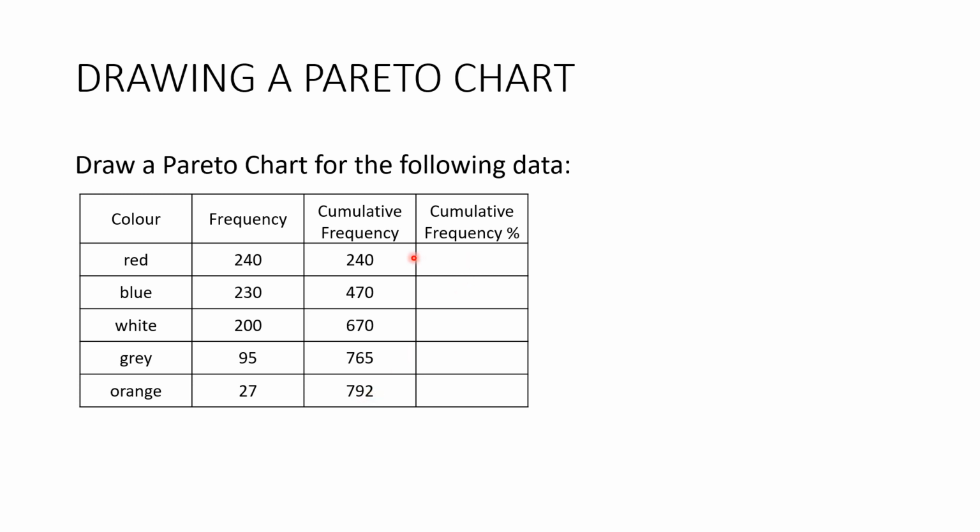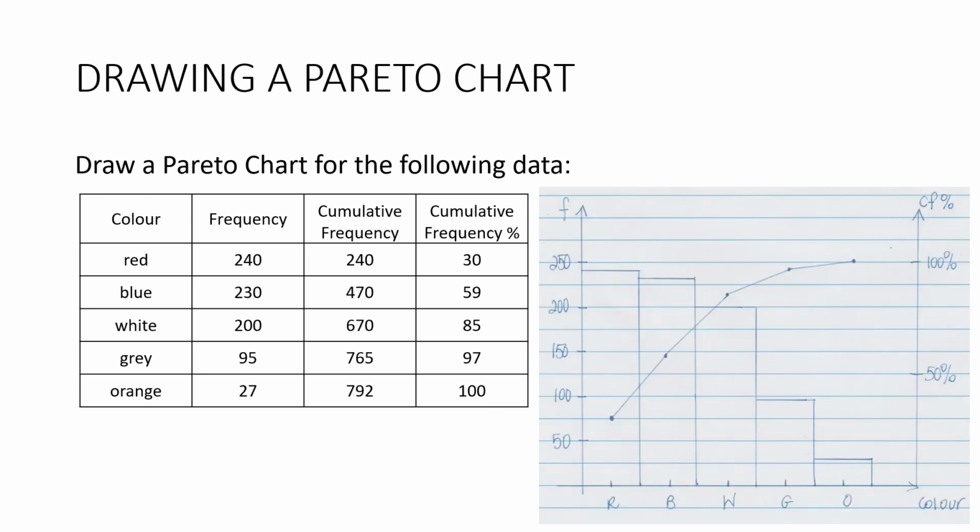To get this percentage, I'm just doing 240 divide 792 times 100. And there's our cumulative frequency. We should end up with 100% by the end, otherwise we've made a mistake. Now let's have a look at how we draw this. So down the bottom here, I've got my different colors, and then I have my columns. Can you see that? And they're starting from most frequent down to least frequent.